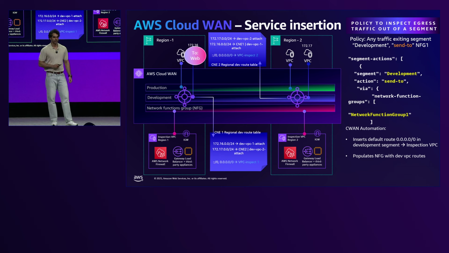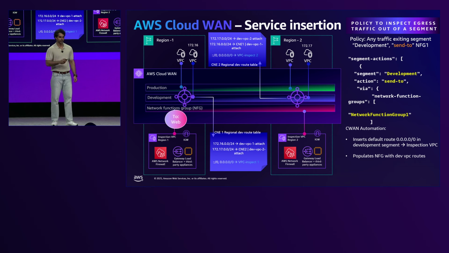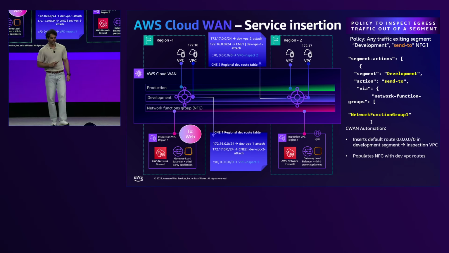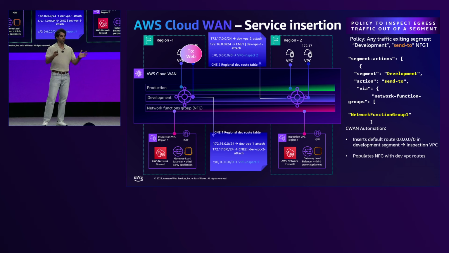So the traffic originates in a dev VPC and is destined to the web. It goes to the development segment. The development segment route table says, OK, this is to the web, so it hits the default route, and it's sent to VPC inspection 1. Then the traffic goes to the internet. The return traffic comes back to the network function group. The network function group is populated with all the dev VPC routes, so it knows how to route the traffic back, and the traffic goes back. Right? So everything works great.